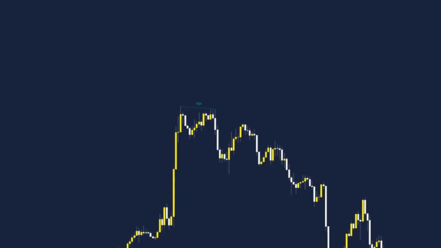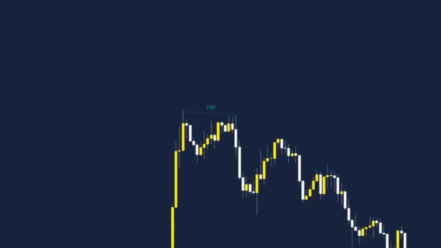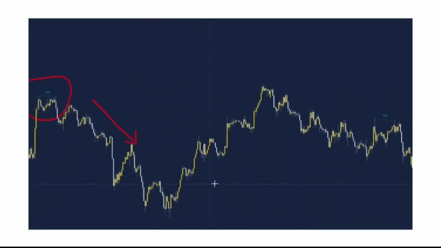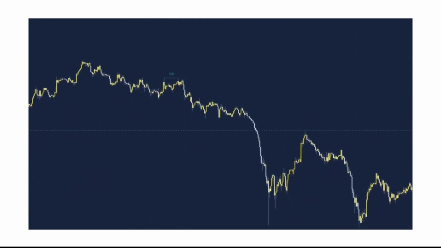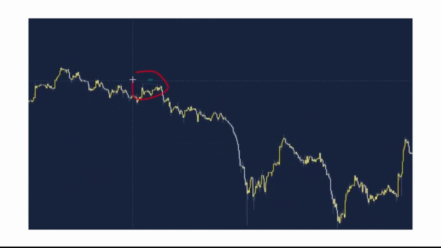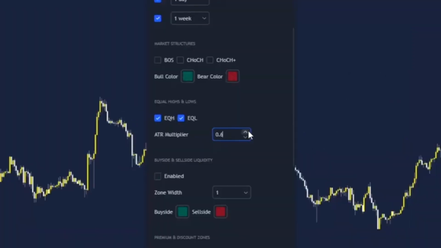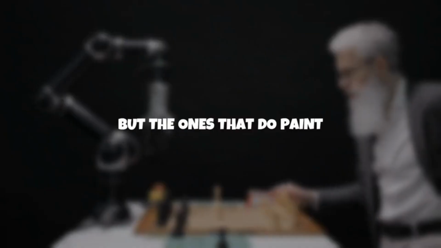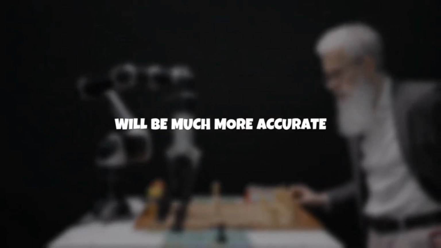Another feature for this indicator that's very useful for trading is the added equal highs and lows. This indicator will show you on the chart exactly where equal highs and lows form. This tool can be used as a strong indication of the market reversing, and depending on your trading type, you can also use the ATR tab in the settings to increase or decrease how often they occur. If you lower the ATR multiplier, you will see less equal levels painted on the chart, but the ones that do paint will be much more accurate.